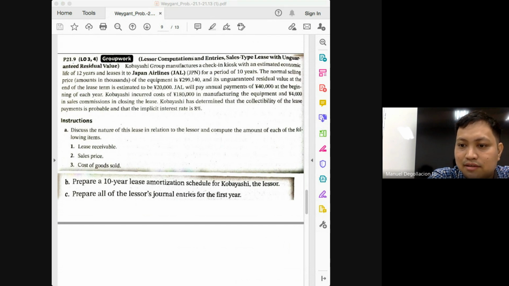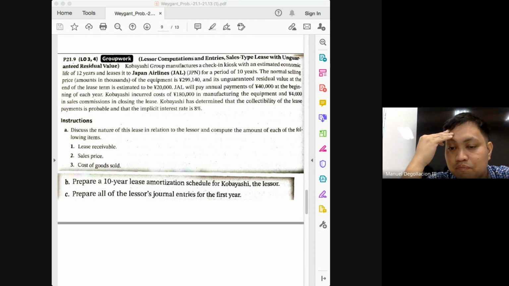However, class, your sales revenue will not include the unguaranteed residual value, class. Okay, because your sales should only represent the amount that you will be paid. So you just deduct from the 299,140 the present value of the unguaranteed residual value, which gives you 289,876.